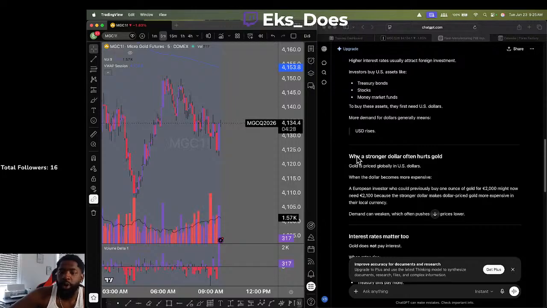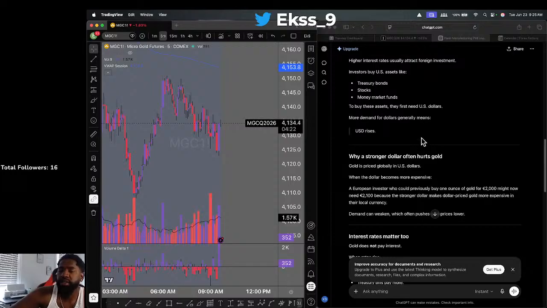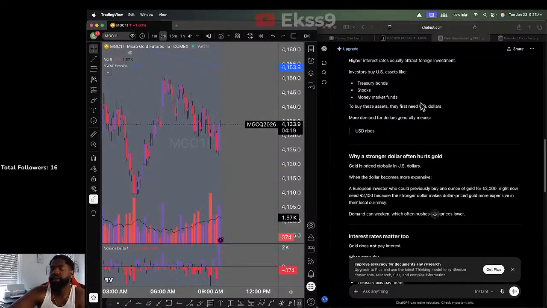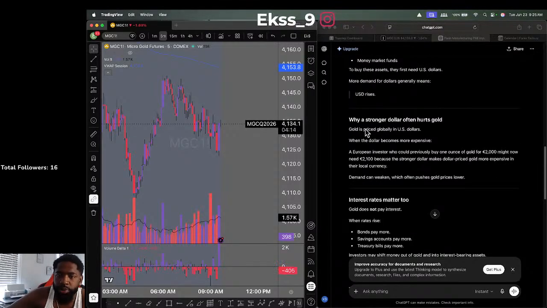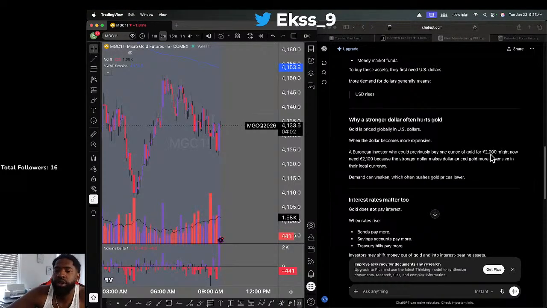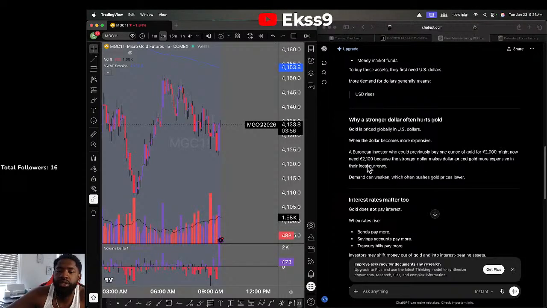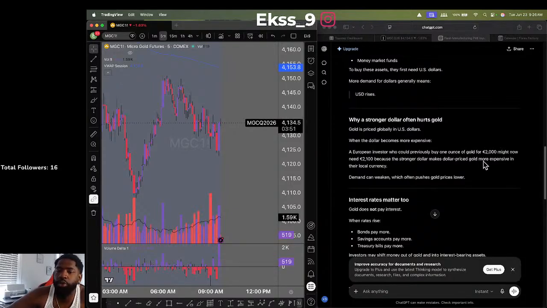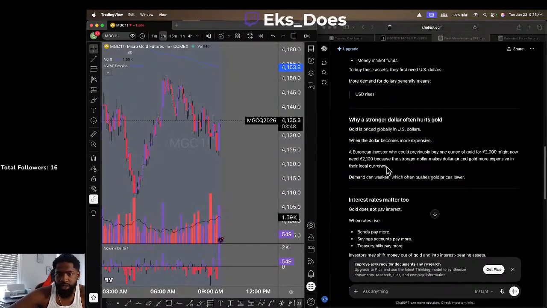So it says, why is a stronger dollar detrimental to gold, right? So why does it matter if the value of the dollar rises or lowers? It says gold is priced globally in US dollars. When the dollar becomes more expensive, a European investor who could previously buy 1 ounce of gold for 2,000 euros might now need 2,100 euros, because the stronger dollar makes dollar priced gold more expensive in their local currency.